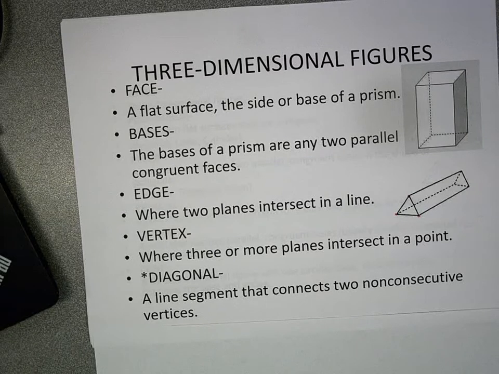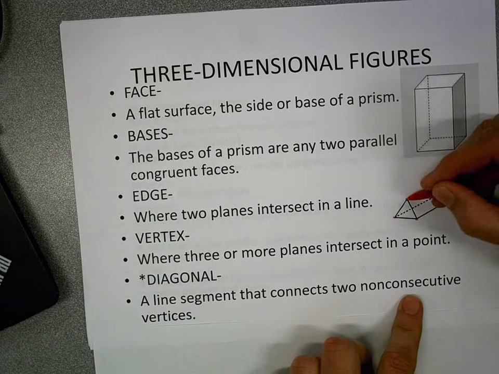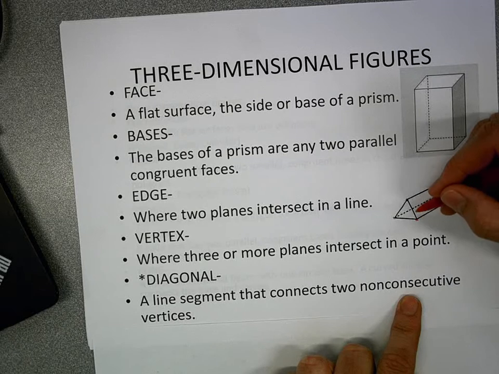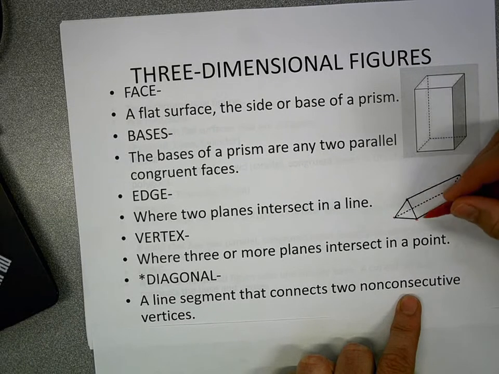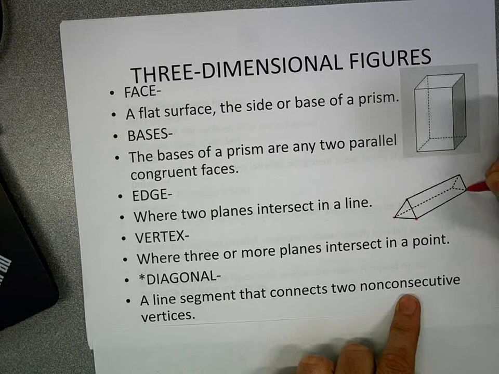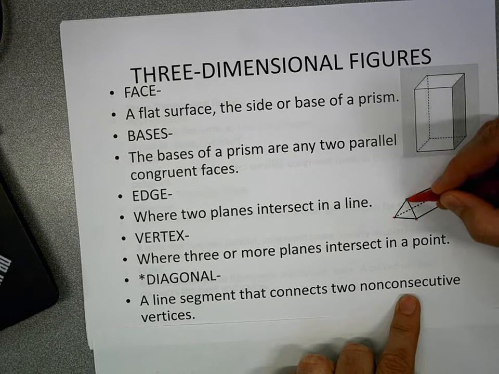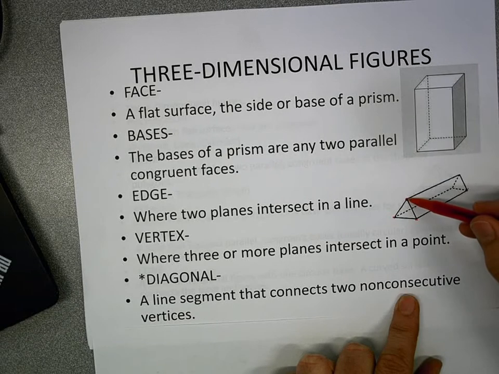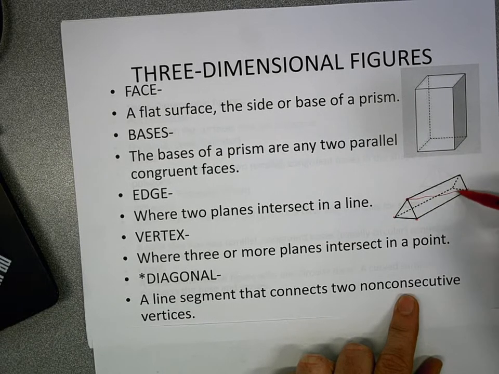So if you want to know what that is actually saying, if I connect this vertex with this one, that's considered two consecutive, and an edge is actually connecting them. Over here in this one, there's an edge that connects here. They're consecutive. But what about this and this? If I connect those two, that's considered a diagonal.